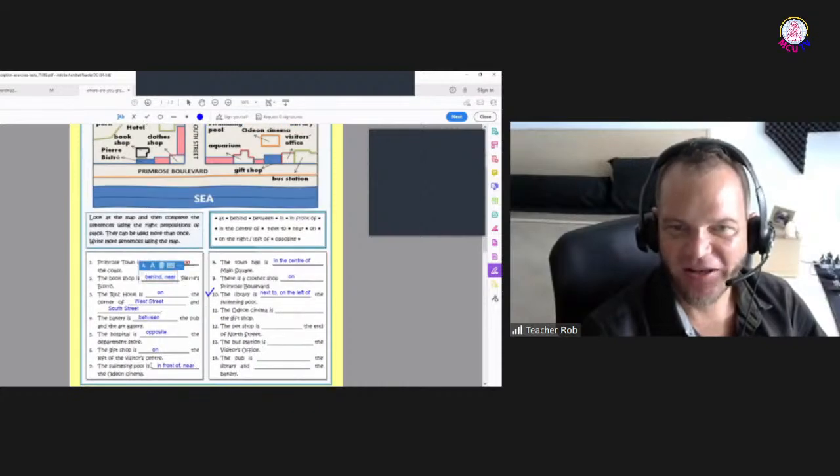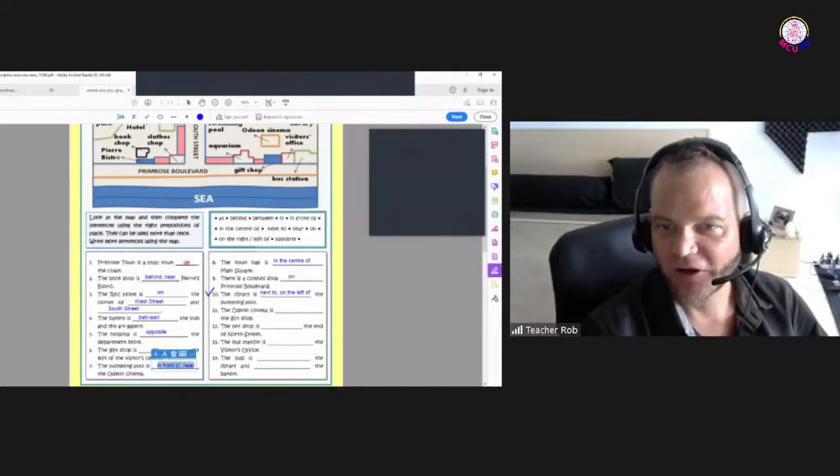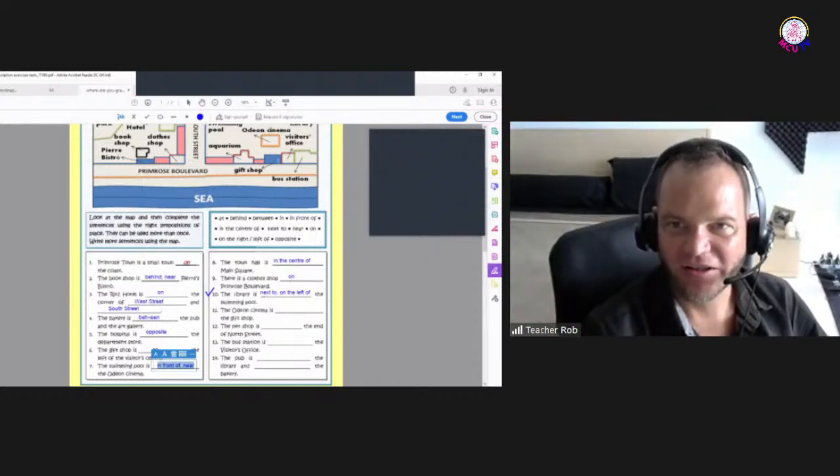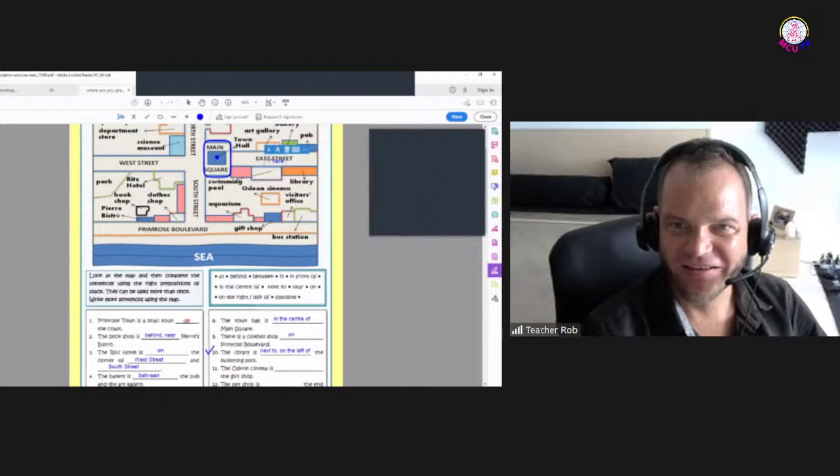So we had behind and near, we have in front of and near. Now we have next to or on the left of, if you are standing here on East Street. Good job. Yep, got that one.